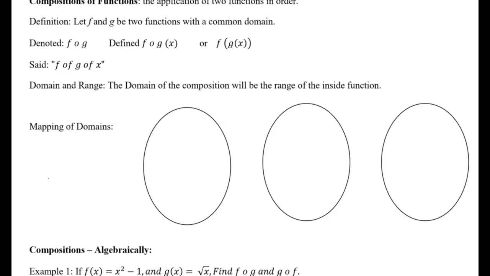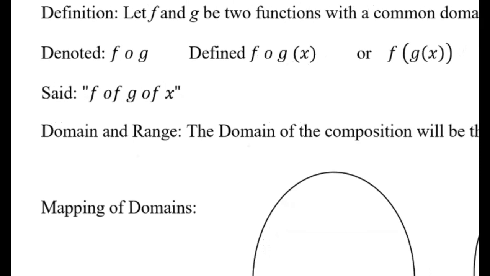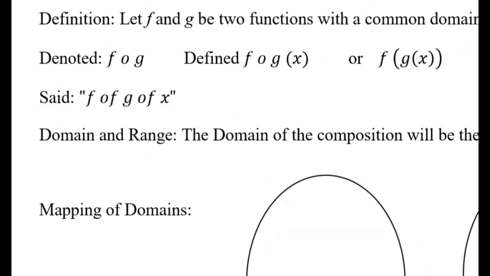Now, composition is basically when you have one function and you are inserting that function into another function. That's what a composition is. So, compositions are normally denoted in three different ways. There are three different ways you can write it. Either f of g, with a small circle between the f and the g, the two functions.